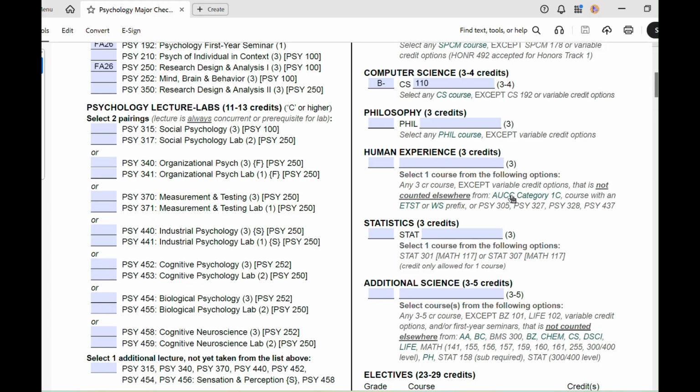So the course itself can be any AUCC 1C course, any course in the Ethnic Studies Department or Women's Studies Department, or it can be Psychology of Religion, Psychology of Women, Psychology of Human Sexuality, or Psychology of Gender.